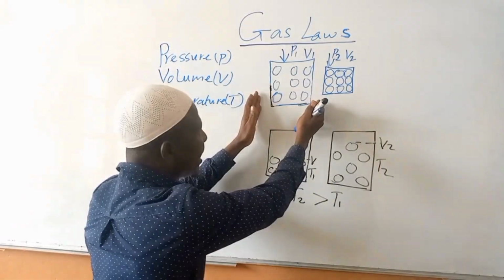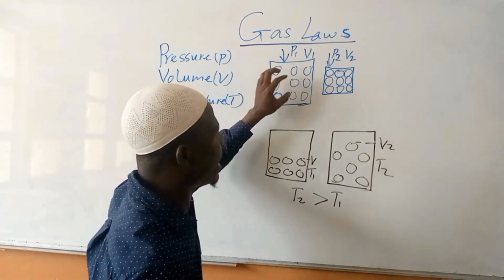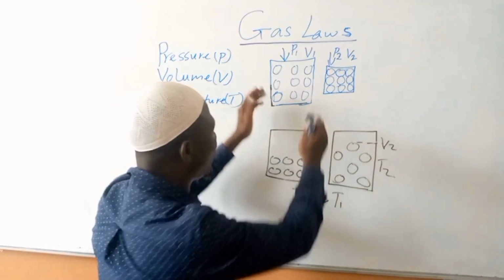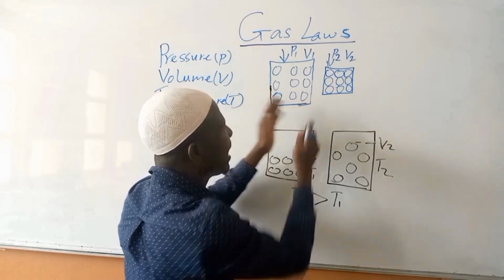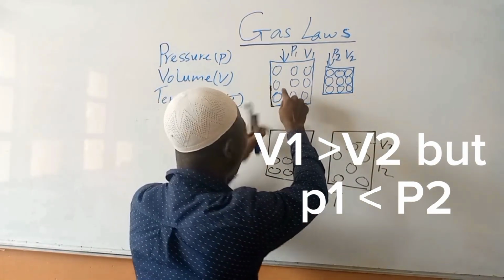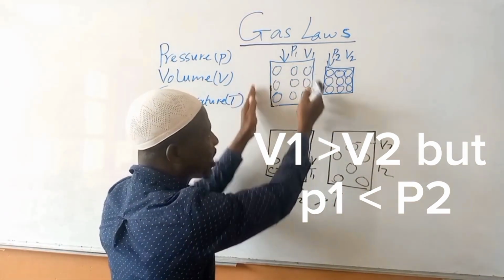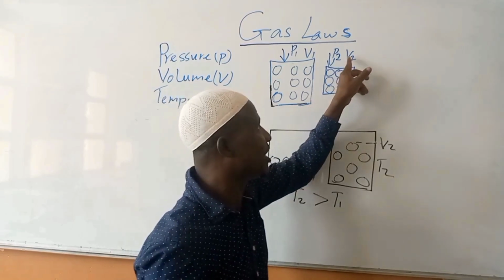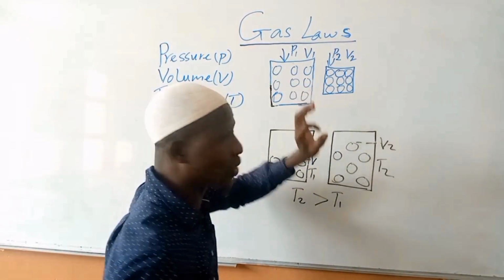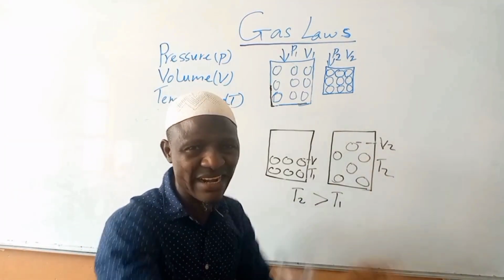If you look at the first diagram, both diagrams have the same number of molecules. But in the first one, the volume is higher than the second one. And if you look at the pressure inside, the pressure here is less than this, which means when you reduce the volume, you are increasing the pressure. So the pressure and volume are inversely related.